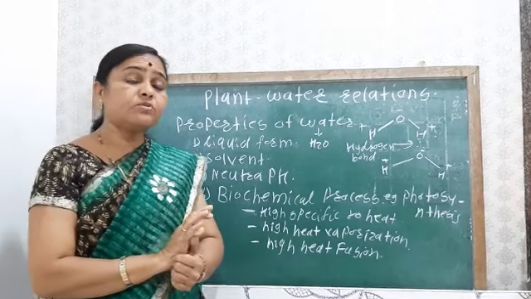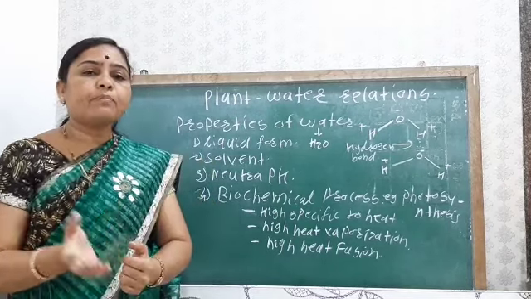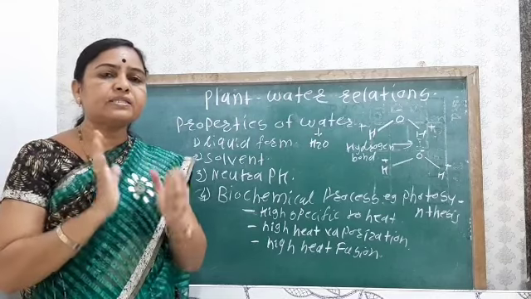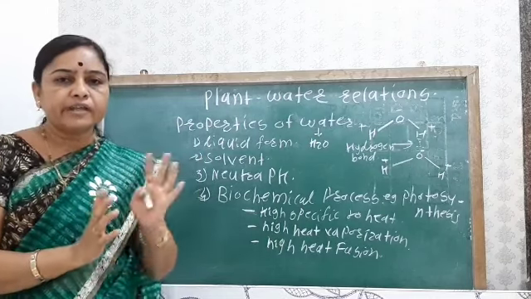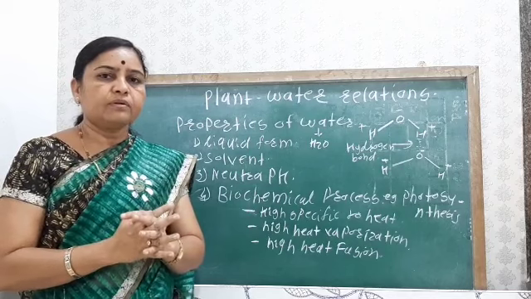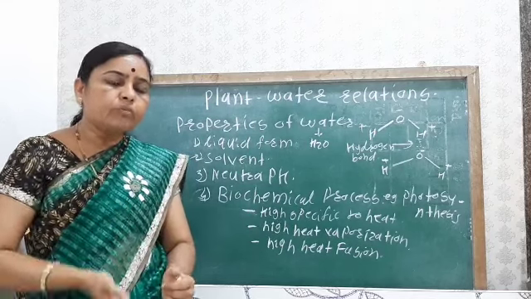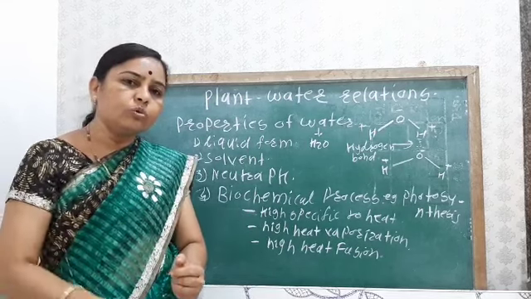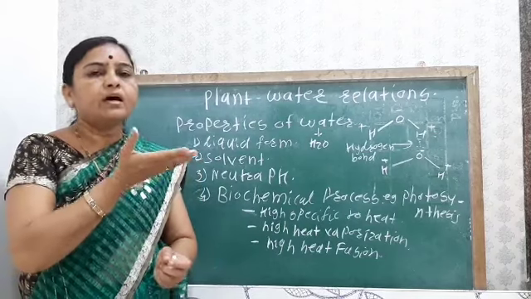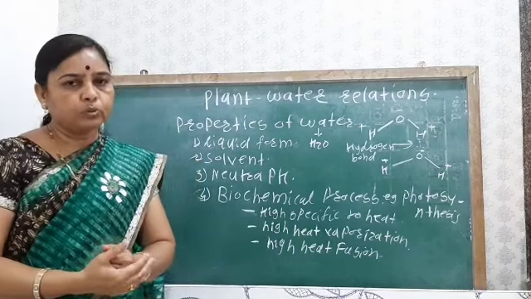So these pipelines, what are the pipelines? That is, there is the presence of some vessels and the tracheids. Okay, so with the help of these cells, the water moves from the root, then to the stem, and then up to the leaf.